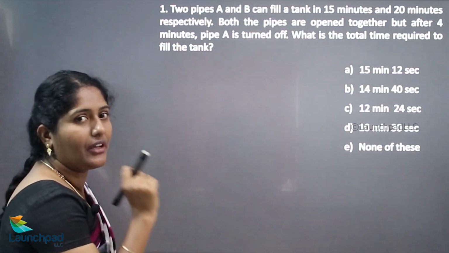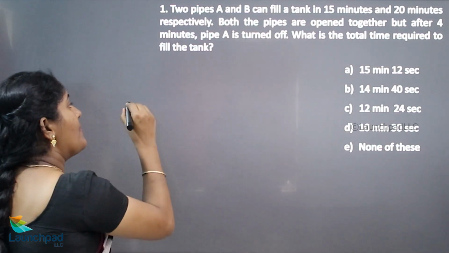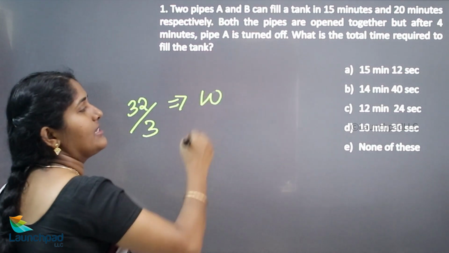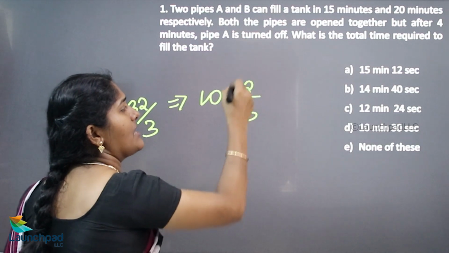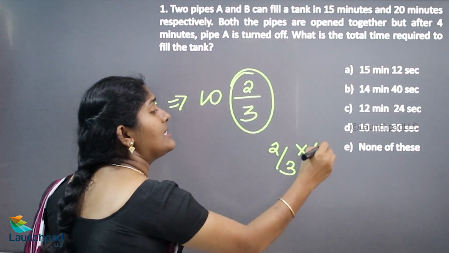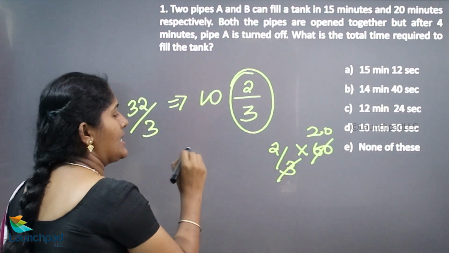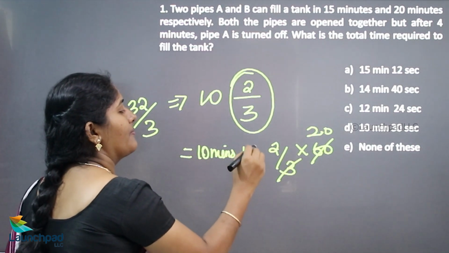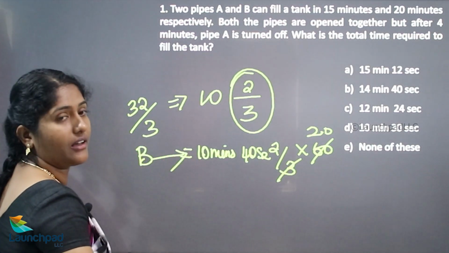The time required for B alone to fill the remaining tank: 32 by 3, 10 threes are 30, remainder 2 by 3. I can convert this 2 by 3 minutes into seconds. This is 2 times 20, 40 seconds. This is the B alone for the remaining work.